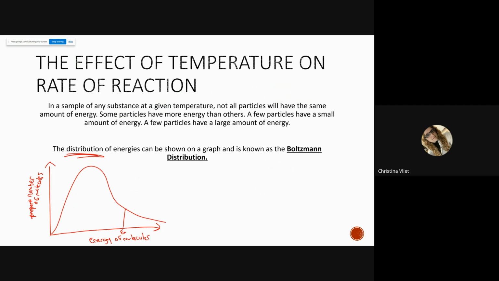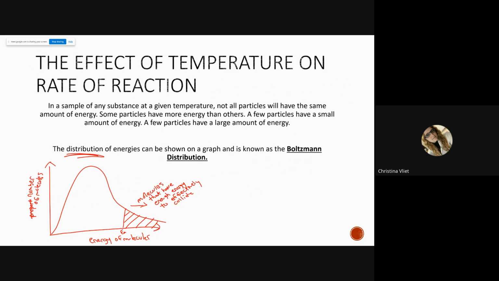And any molecule that's on the right side of that line would be what? Molecules that have enough energy to? Energy to, and the wording we use for that is effectively collide. So only the molecules on the right-hand side have enough energy to effectively collide.